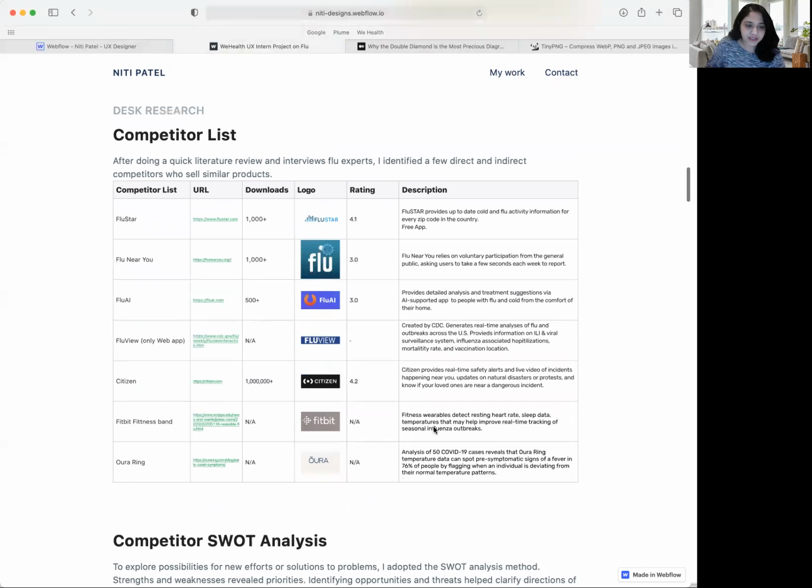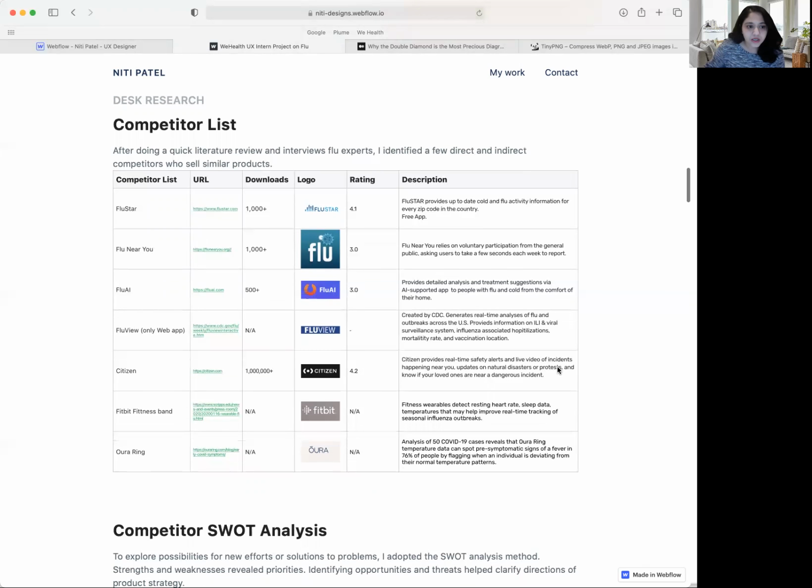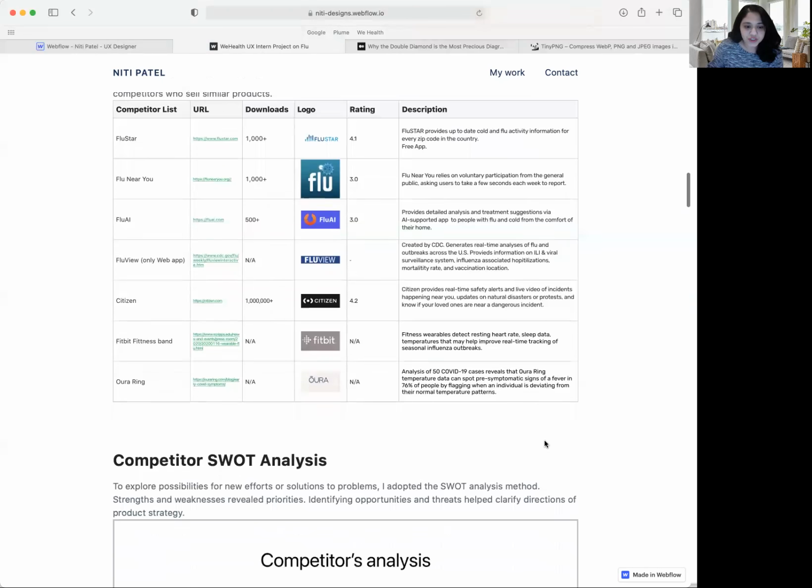Desk research is right here, the competitor analysis. This is a list of all the competitors. I identified direct and indirect competitors. Direct means they are very similar to what we intend to do. And indirect means they are similar, but slightly different, have different goals, but they're still related to flu. So it's important to study them. So I think the first 4 were indirect, and the last 3, I would consider them as direct. So here's a description about them.